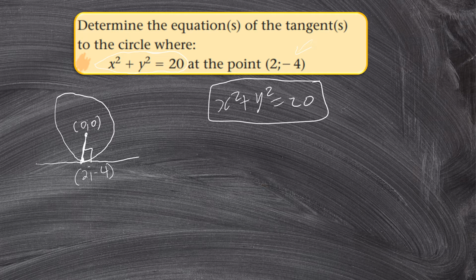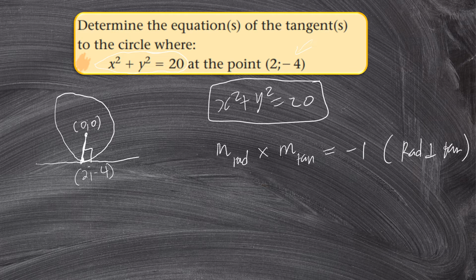What does it mean? It means that if I let my center be O, I can say the gradient of the radius multiplied by the gradient of the tangent will be equal to -1. Why? Because the radius is always perpendicular to the tangent. If two lines are perpendicular, then when you multiply their gradients, it is going to be equal to -1.